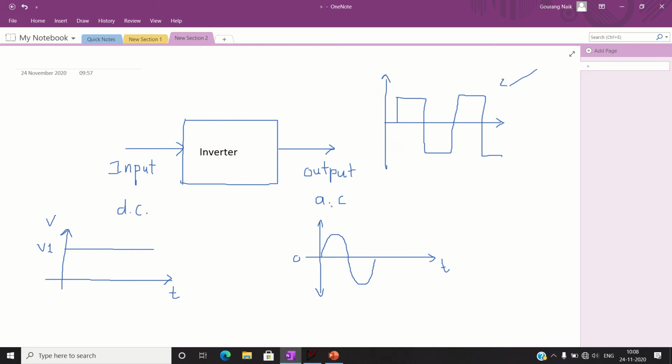So how do you identify if it is AC? With respect to the common point, it has to go positive, then it has to go negative, again it has to go positive and negative. If it is happening like this, then you can say that it is an AC signal.